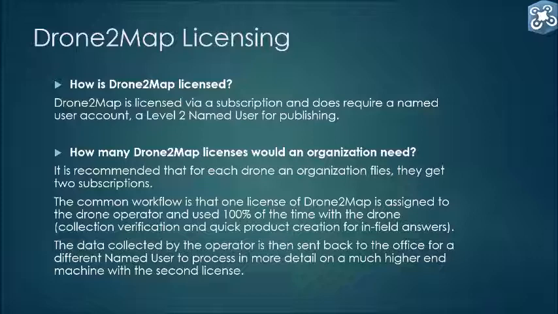So think back to the section of Drone2Map under creating a new project where you'd have the option for rapid. This is where that would get utilized. The data collected by the operator is then sent back to the office for a different named user to process in more detail on a much higher end machine with the second license. So the other options that you would have seen for 3D mapping, 2D mapping, inspection gets used there by that named user.